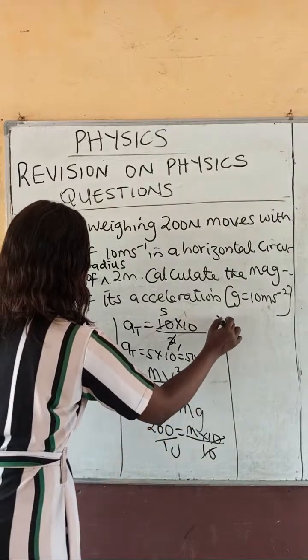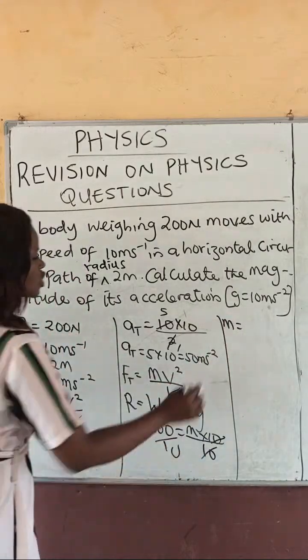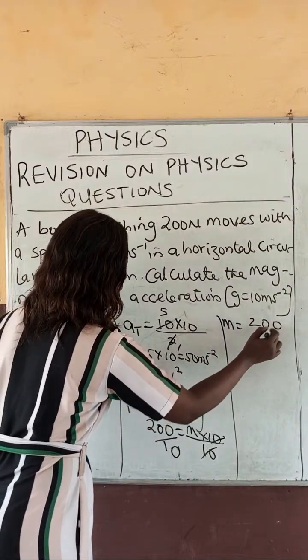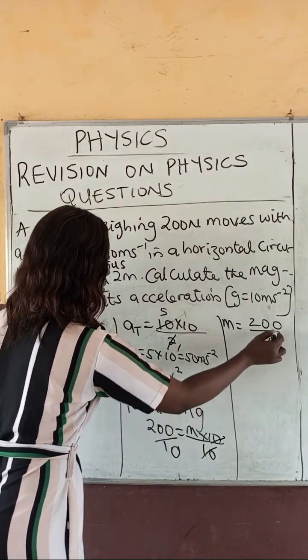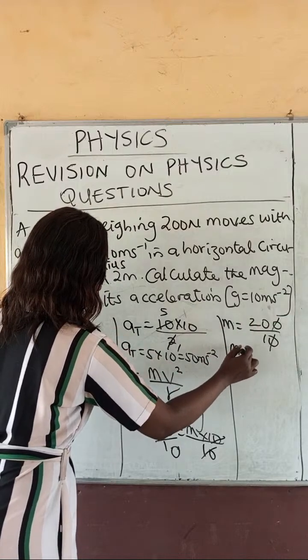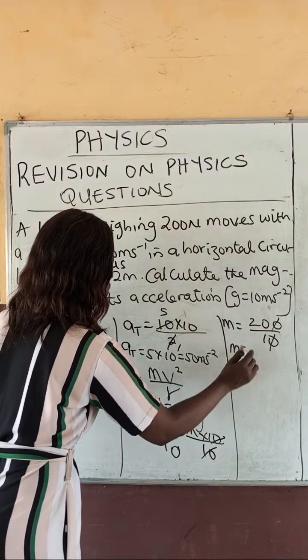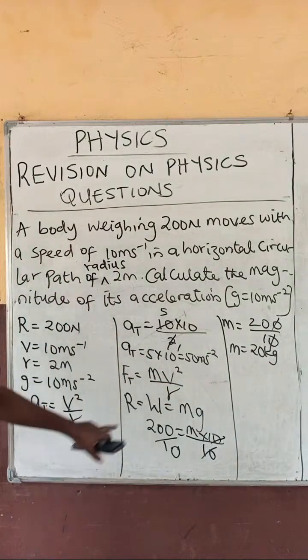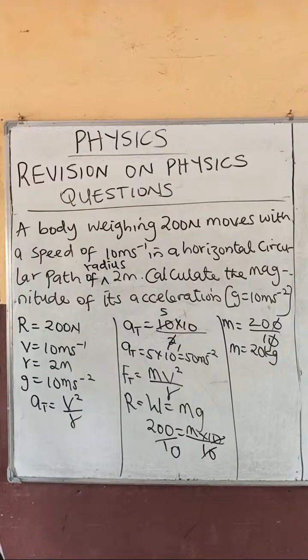I cancel. Then my m is equal to 200 divided by 10, which cancels. My m is equal to 20 kg, right? Then if I put it here, I'll solve for the acceleration.